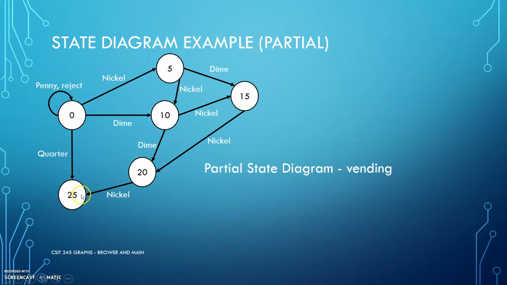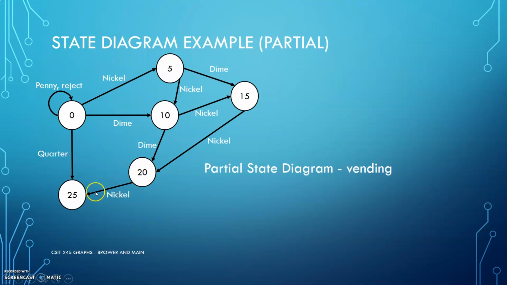And if I was at zero and I put in a quarter, I'd be at the 25-cent state. Let's look at the ways to get to the 25-cent state. One way is to put in a quarter. Another way is to put in a dime, which gets us to the 10-cent state. You can put in a nickel, which gets us to the 15-cent state. We can put in another nickel, which gets us to the 20-cent state.